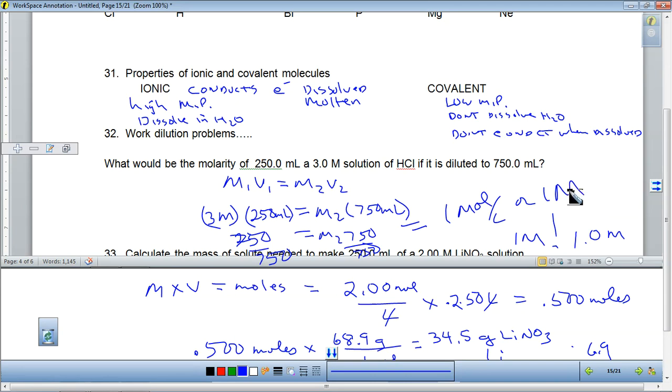Now, you know what? On that problem, if you look at it, you went from 250 to 750. You tripled the volume, kept the moles the same. So your molarity ought to be 1/3. What's 1/3 of 3? 1 molar.